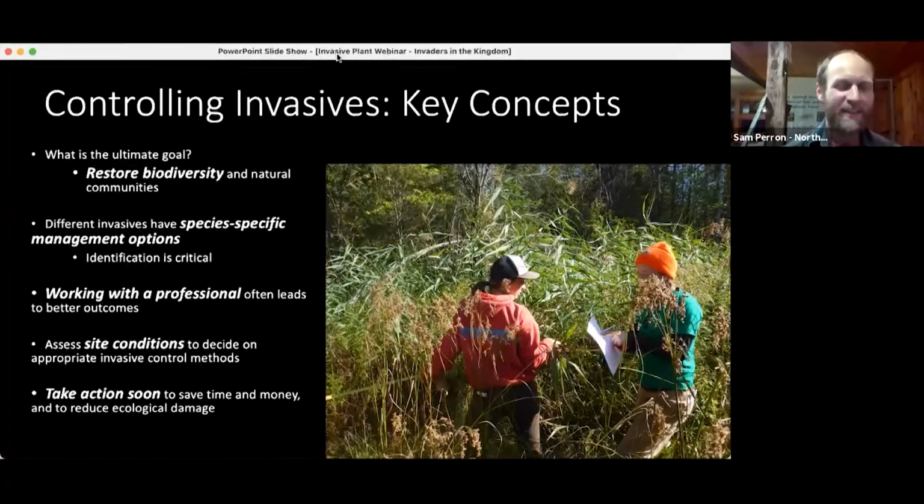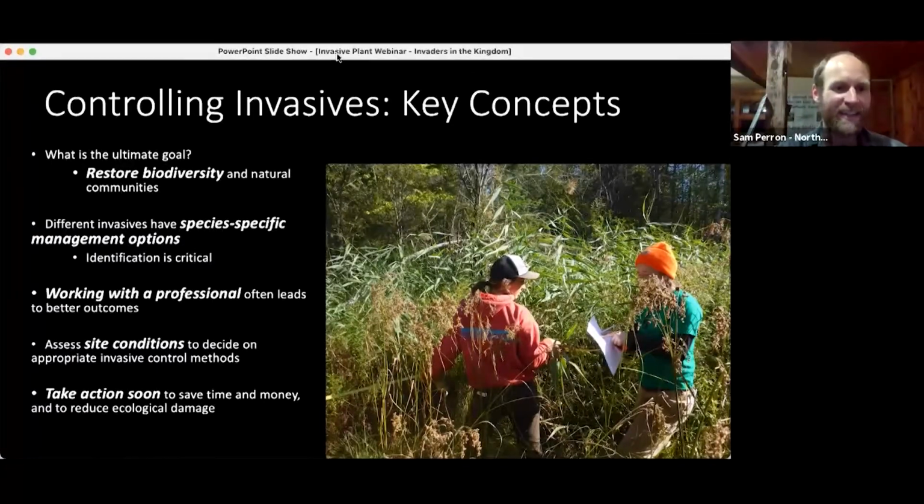Another key concept that I really want to reiterate a couple of times through this presentation is that working with a professional is a good idea. You'll get better results. In some cases, you really have to avoid breaking laws or causing impacts to human health or causing impacts to the environment. And especially when you get into working with chemicals, but really with any kind of control, to have a good outcome, it's a great idea to work with a professional, even if you just consult with them and then do a lot of the work yourself.